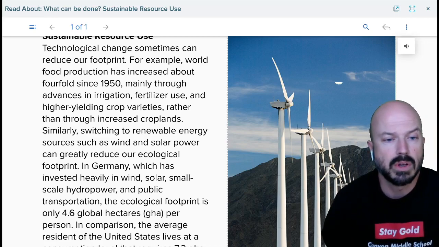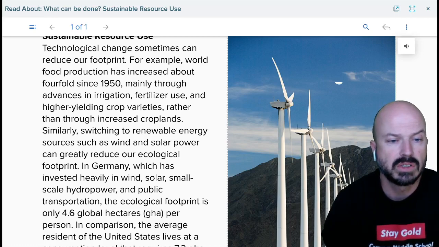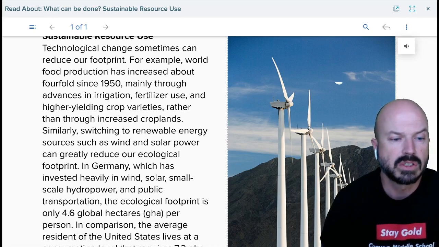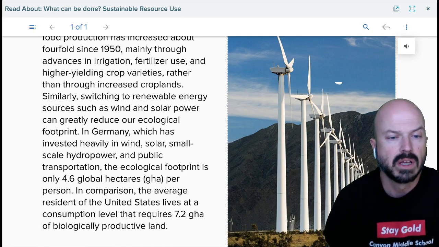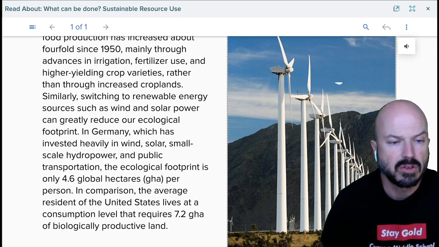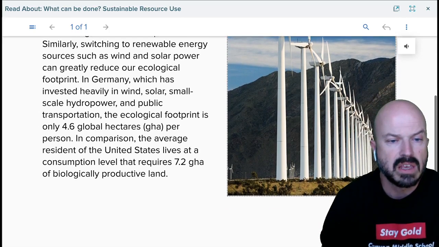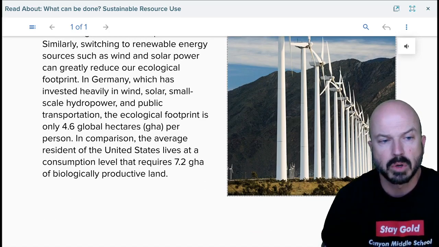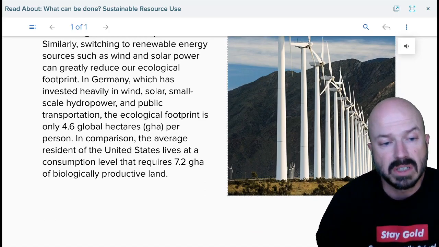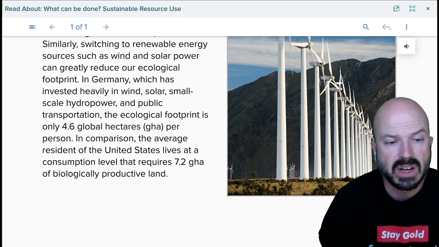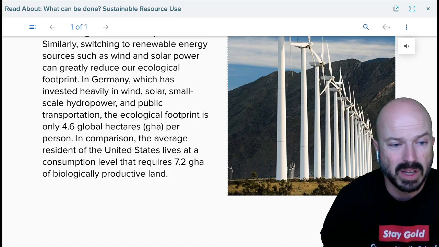Similarly, switching to renewable energy sources such as wind and solar power can greatly reduce our ecological footprint. In Germany, which has invested heavily in wind, solar, small scale hydropower, and public transportation, the ecological footprint is only 4.6 global hectares per person. In comparison, the average resident of the United States lives at a consumption level that requires 7.2 global hectares of biologically productive land.